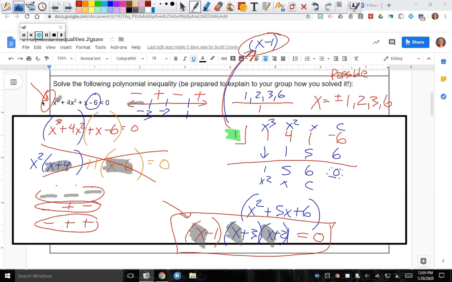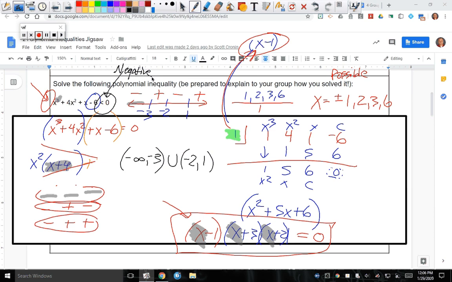Alright, so in interval notation, how can I write my answer for this one? Be careful and watch it carefully. How do I write my answer? In interval notation. So parentheses, negative infinity to negative 3, union, right? Union, negative 2 to 1, right? Because you're only looking for the negative.